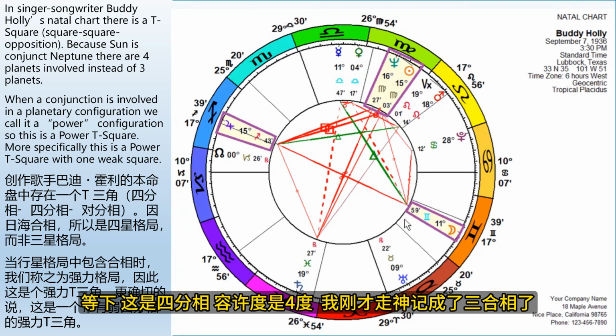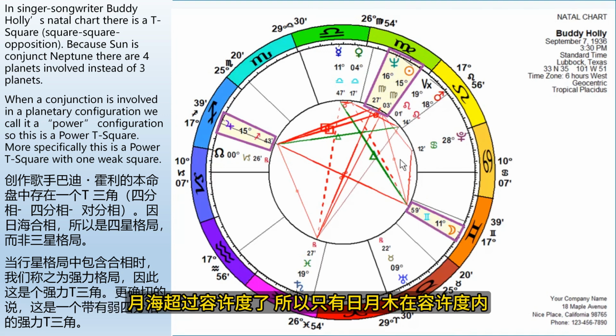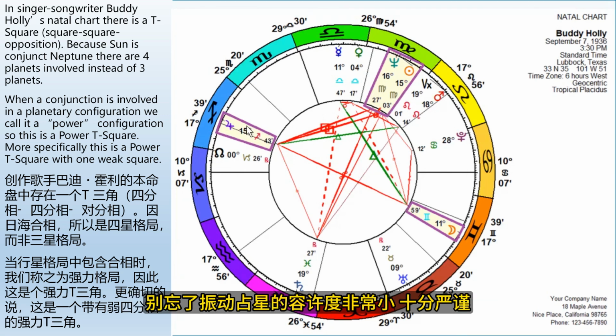I got lost for a minute. I was thinking of the orb for trine. Square for an orb is 4 degrees. So 11 degrees 59 minutes brings us to 15 degrees 59 minutes. Moon Neptune is out of orb. So only the Sun, Moon, and Jupiter are within orb. Let's leave Neptune out of this because it's not in orb square to the Moon. Therefore, Sun, Moon, and Jupiter are all aspected to each other. Sun is square both Moon and Jupiter, and Moon is opposition Jupiter.